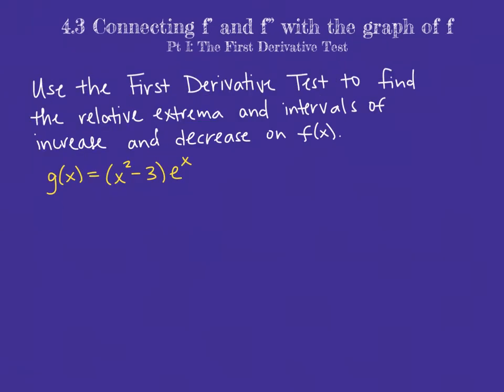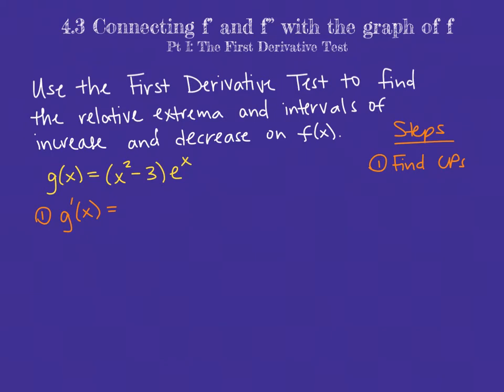Here's another example that is the same set of directions. So again, we want to use the first derivative test, which gives us the relative extrema as well as intervals of increase and decrease. So in order to use the first derivative test, again, our first step is to find the critical points. Critical points are where our first derivative, g prime in this case, is 0 or undefined.